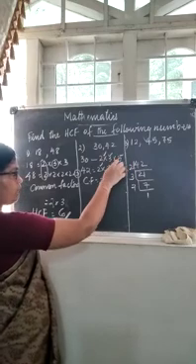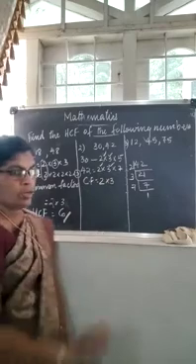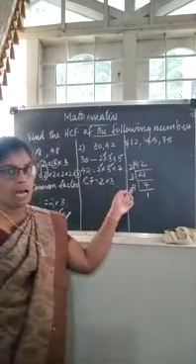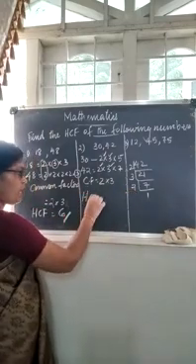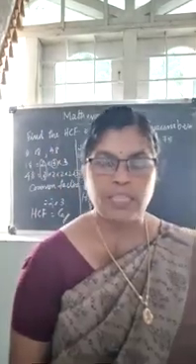Then 5 is here, but 5 is not here, so we cannot take. 7 is here, but 7 is not there, so we cannot take. So which are the common factors? 2 and 3 are the common factors. Then what is the highest common factor? Highest common factor is equal to, you have to multiply those common factors, 2 and 3.